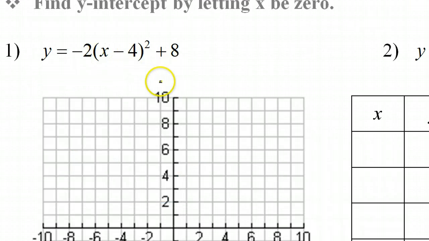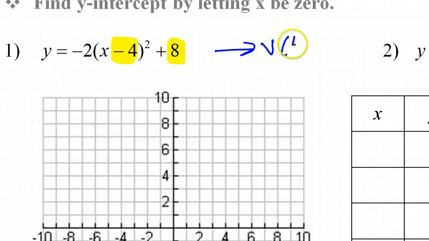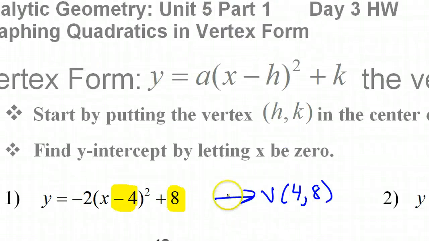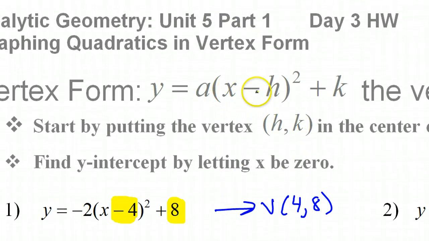The first step is to identify the vertex. Now the vertex comes from these two numbers, okay? And this is going to tell you your vertex, and it's going to be the opposite of this one, comma that one. So your vertex is going to be positive 4, comma 8. That's what they mean up here when we have minus h and then k, and then they tell you the vertex is h and k.